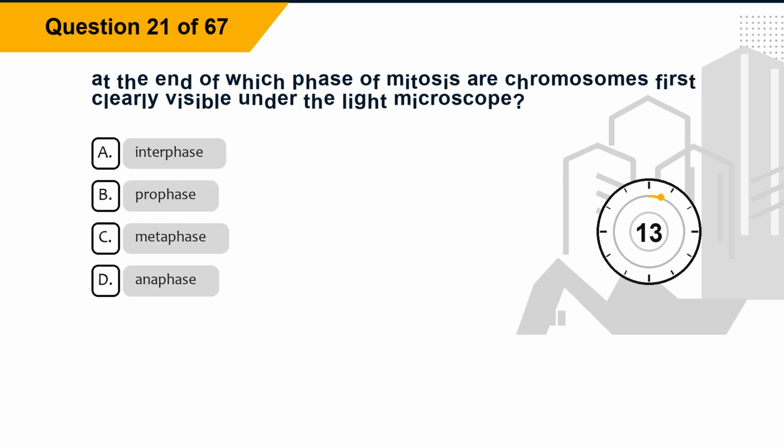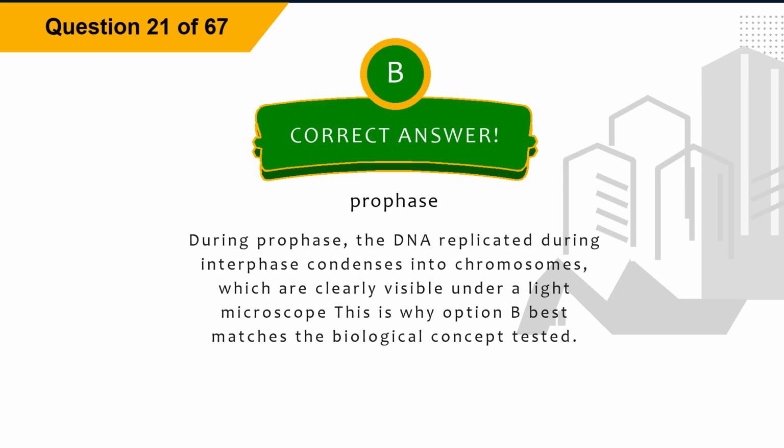Question 21. At the end of which phase of mitosis are chromosomes first clearly visible under the light microscope? Option A, interphase. Option B, prophase. Option C, metaphase. Option D, anaphase. The correct answer is option B, prophase.